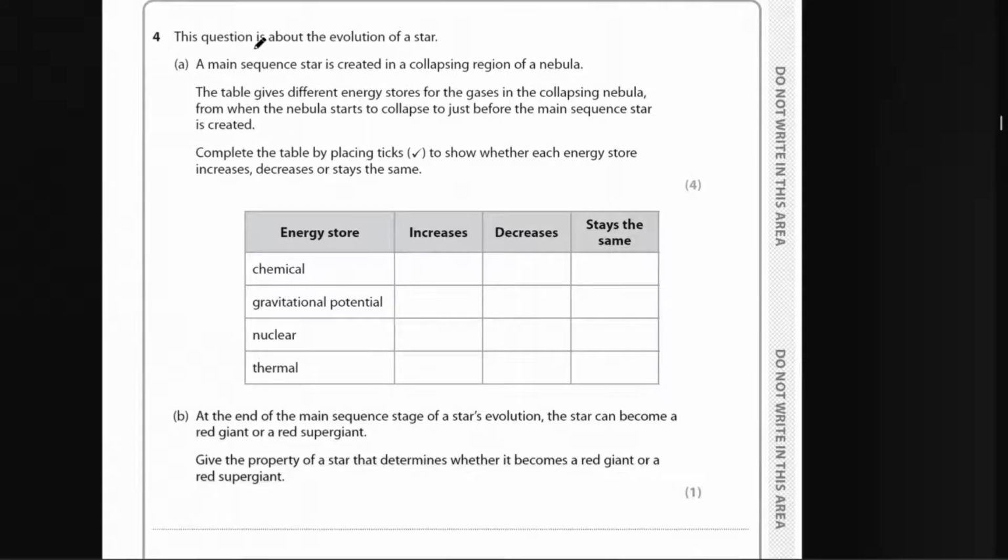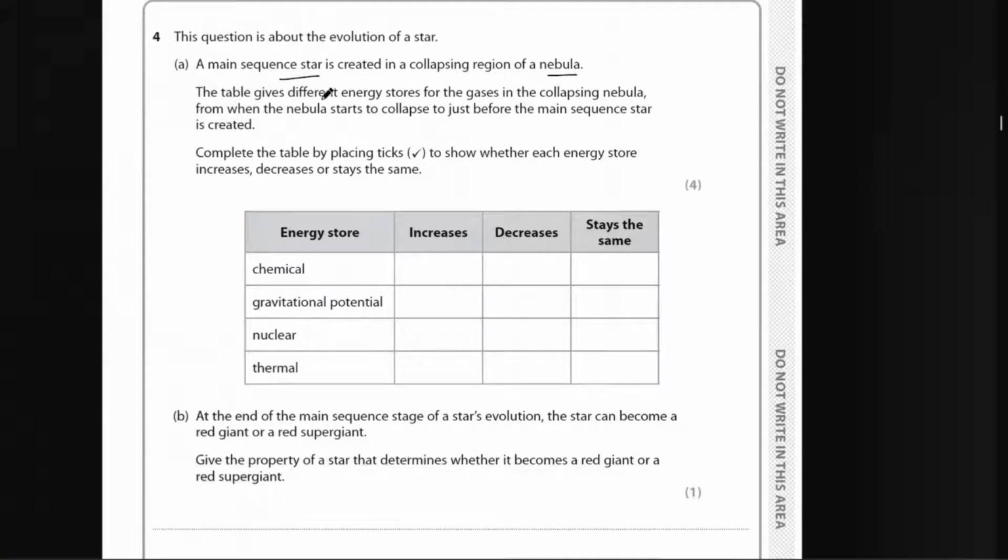And number 4, this question is about the evolution of a star. Question A, a main sequence star is created in a collapsing region of a nebula. What is a nebula? A nebula is a collection of gases and dust, hydrogen, helium gases and dust. And when they collapse, when they get close to each other at high speeds, a fusion reaction starts, and that is how a star is born. So that's what this says. A main sequence star is created in a collapsing region of the nebula.